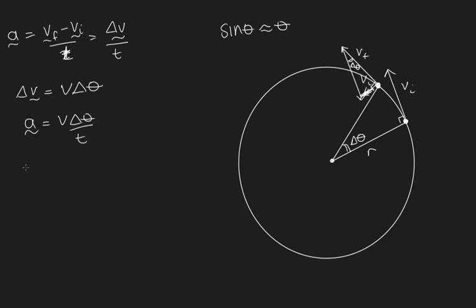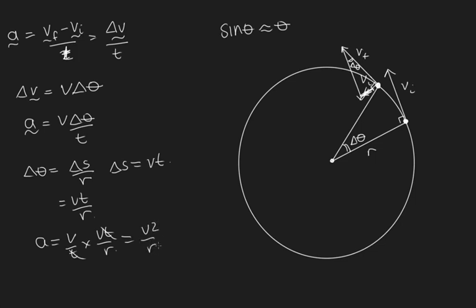And in the last clip, we showed that delta theta was equal to delta s, the arc length, over the radius, and delta s, the arc length, that's the distance travelled, is equal to the velocity times the time. And so we've got that this is equal to the velocity times the time over the radius. And so our acceleration is equal to v on t times vt on r. These cancel and we end up with v squared on r.